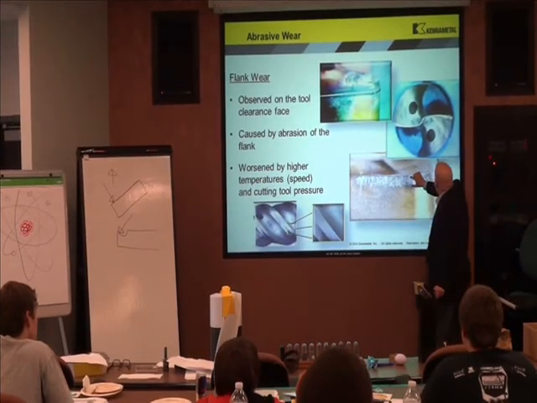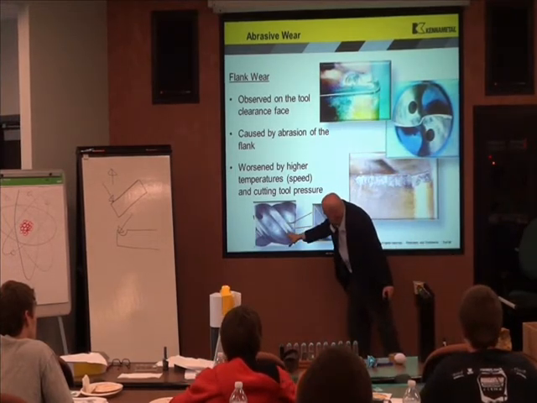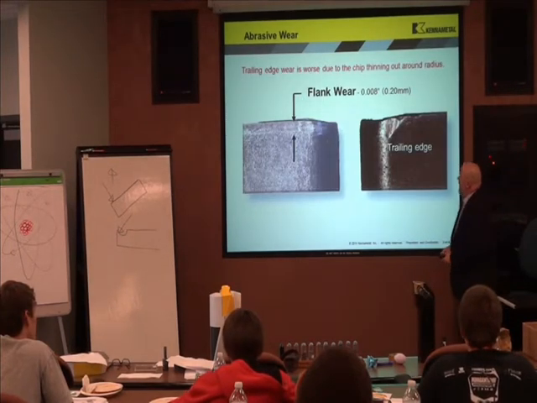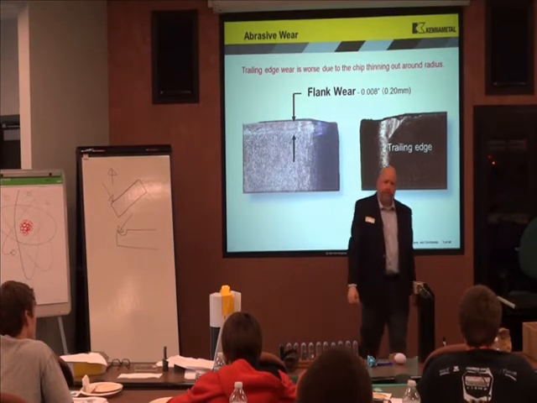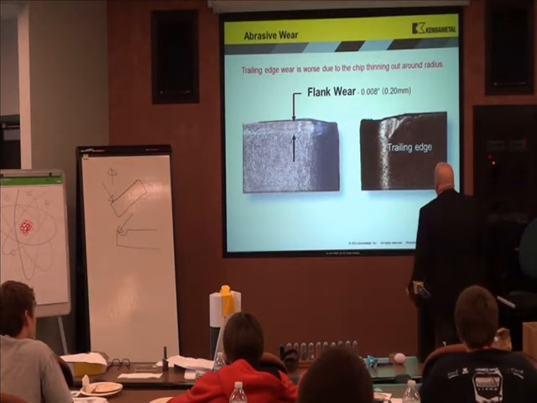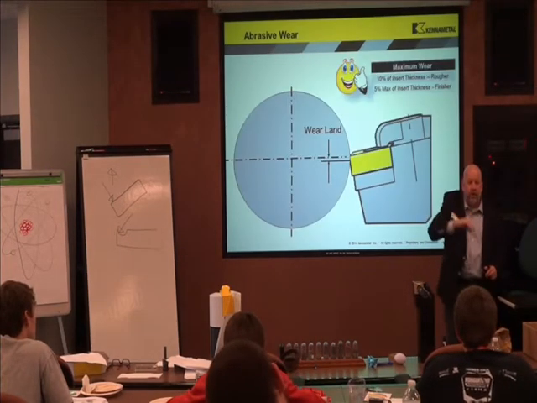It's a silver line. Here it is on a drill. That's on an insert. On an end mill, it would be back here on the side. If you measure this, it is about 8 thousandths flank wear. Okay? That's what it is. It's a silver line. A lot of times it's bigger around the nose of an insert.